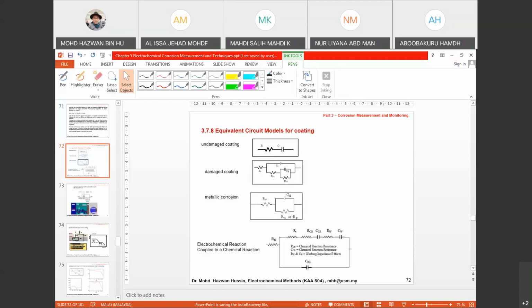Sometimes we can also run impedance with solid state, which means the electrolyte is actually a solid electrolyte. Sometimes we can also run the sample using a liquid sample. So I think for corrosion, it's always going to be a liquid sample. When you have liquid, then you will have a resistance of solution.